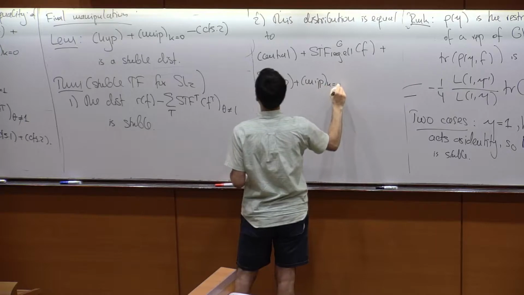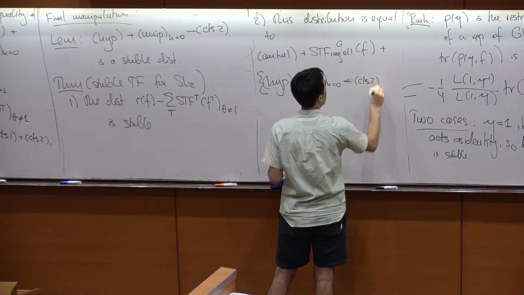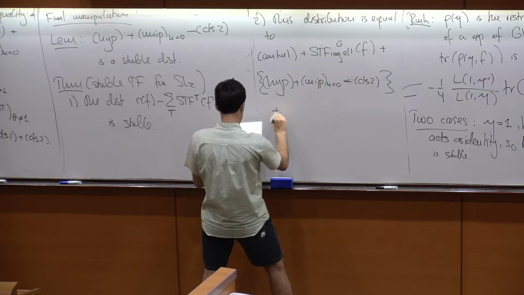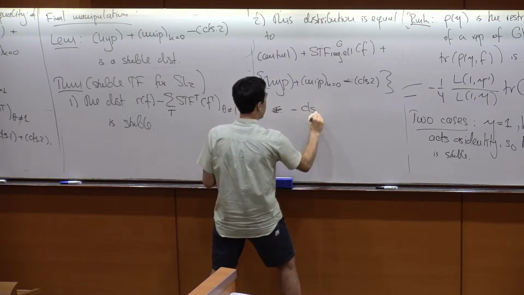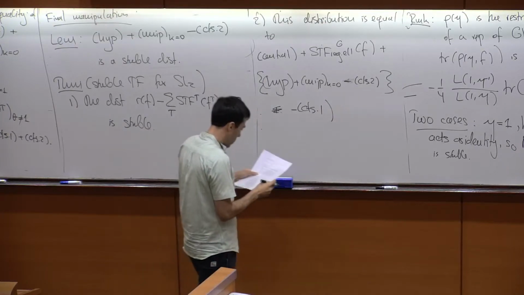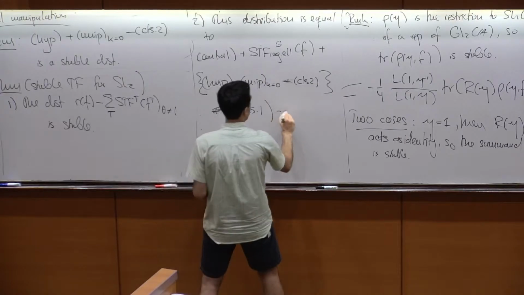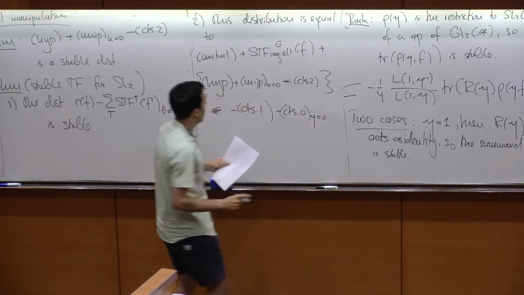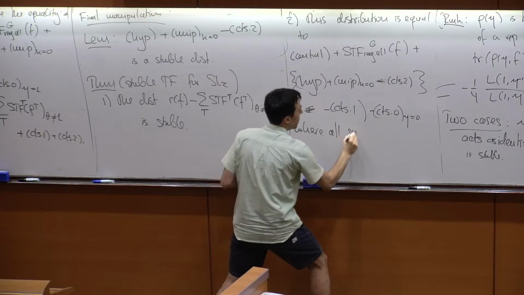unipotent kappa 0, minus CTS2, and then minus, or let's say plus, which way? No, it's minus CTS1, and then minus CTS0, eta equals 0, where all summands are stable.